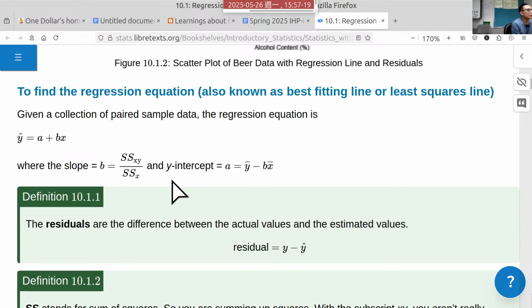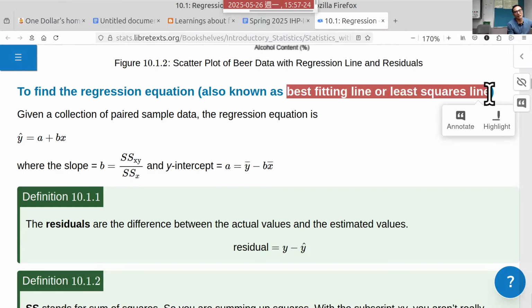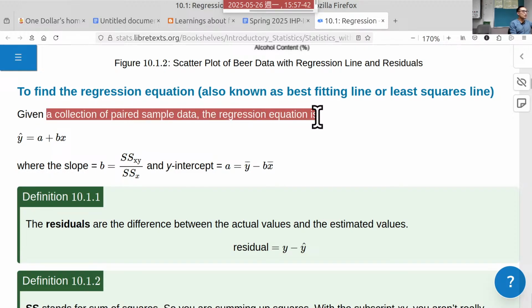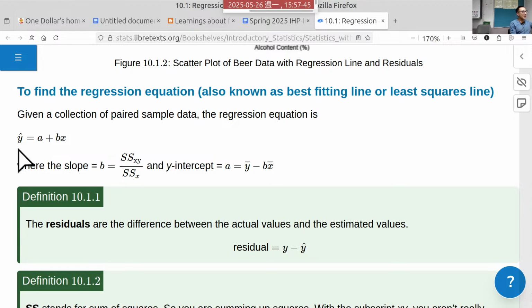And to find the regression equation, also known as the best fitting line or least squares line. For example, when I was a master's student, when I was a PhD student, we needed to use the best fitting line to predict some detection. And here, given a collection of paired data, the regression equation is y hat equals a plus bx, where the slope b is like this one, and the y-intercept is a. A equals y bar minus b times x bar.